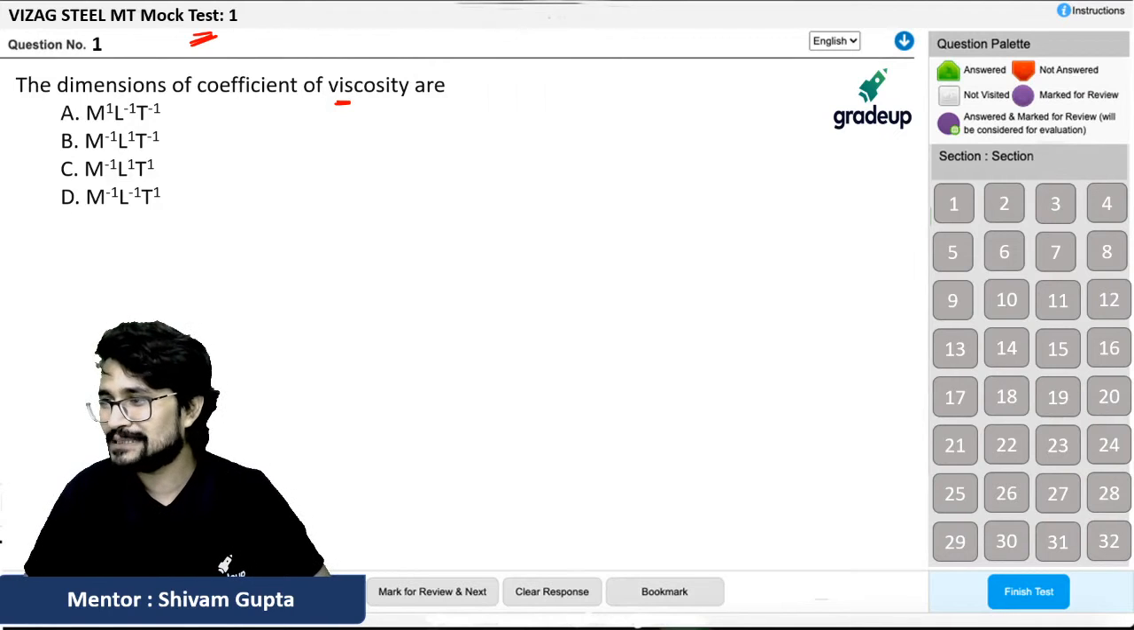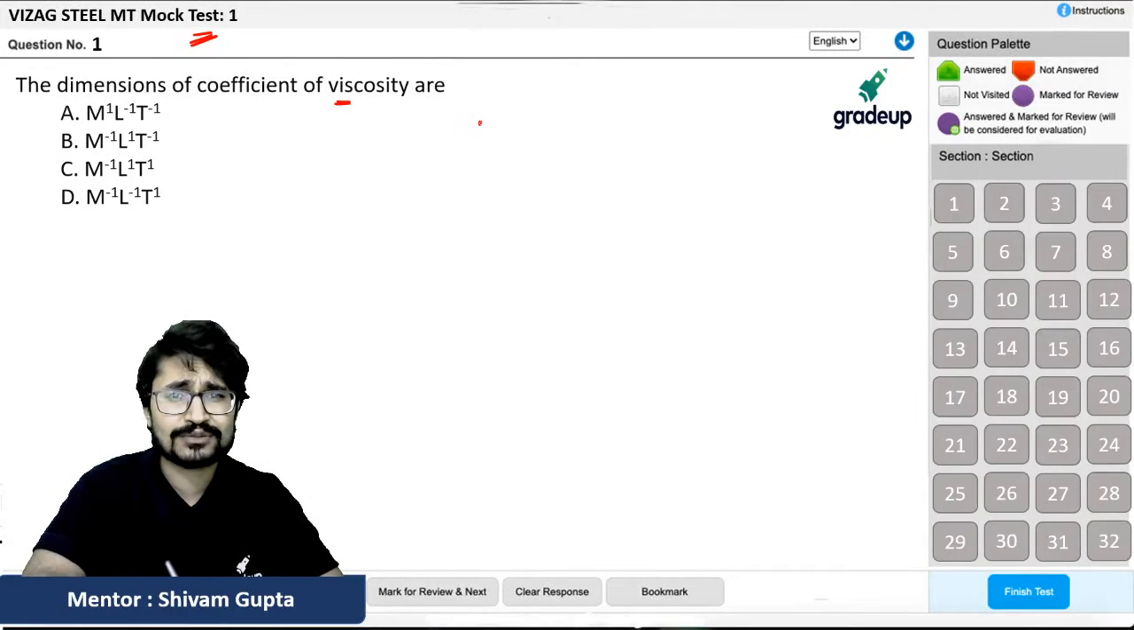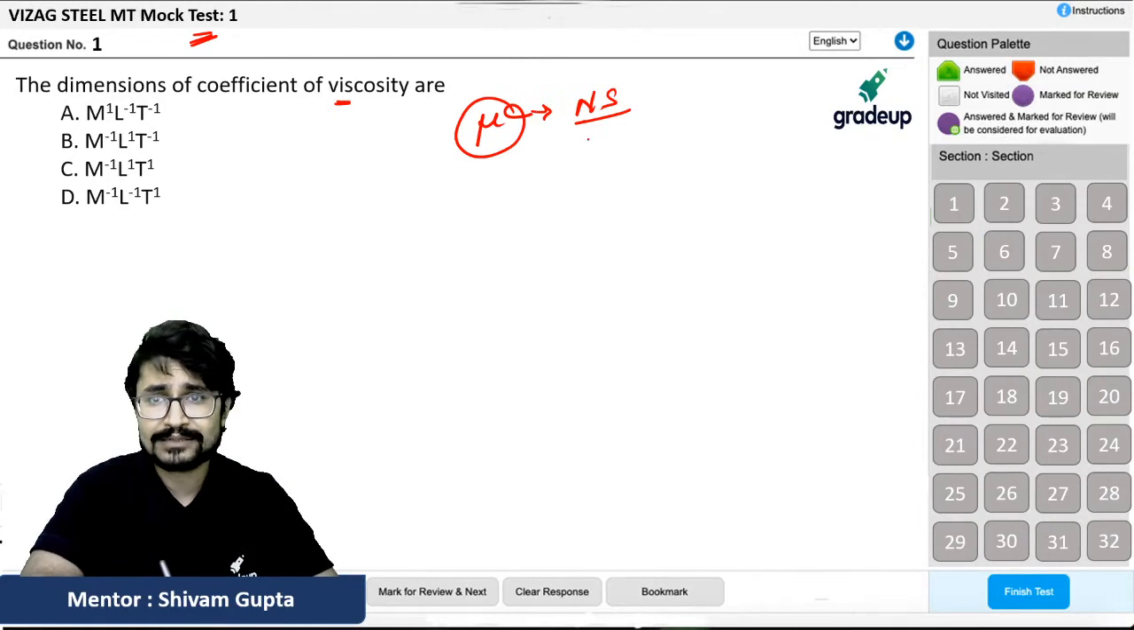Okay, so what will be the answer? Let's see. What is the coefficient of viscosity? We know that the coefficient of viscosity is mu, and the unit of mu is Newton second per meter square. Am I saying it correctly?